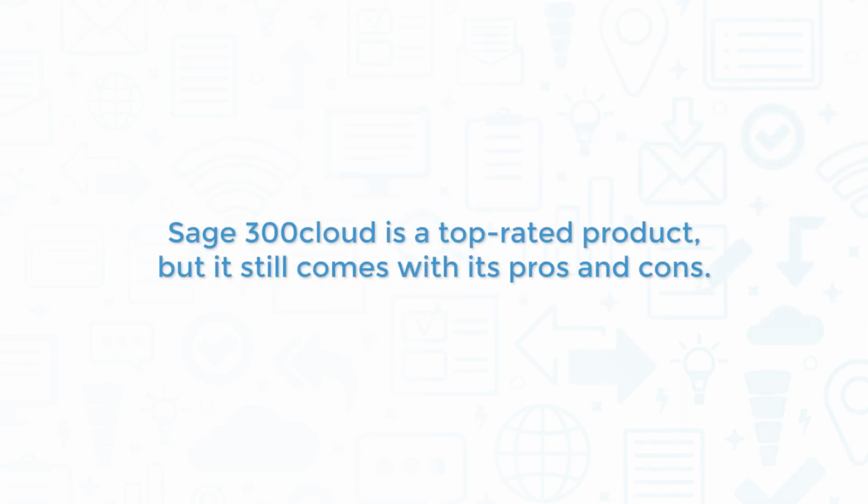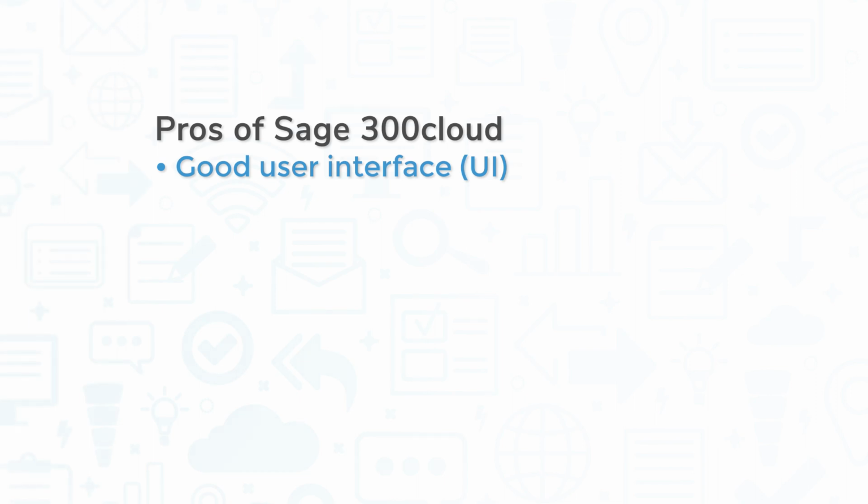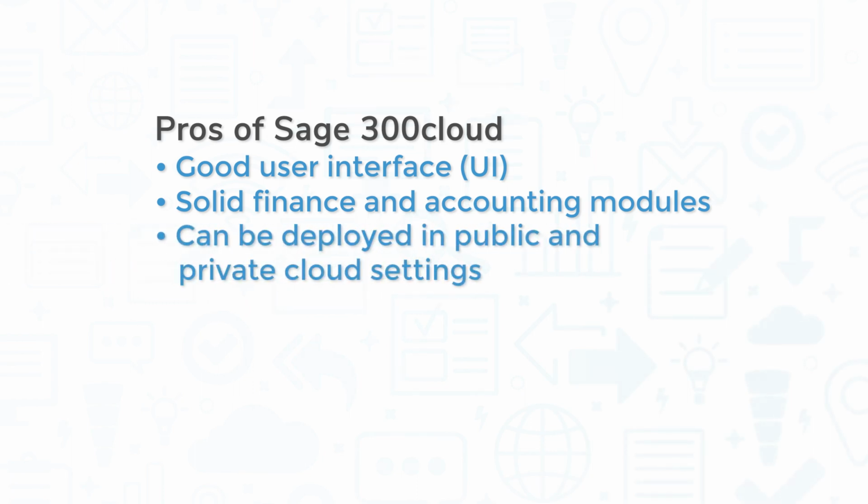Sage 300 Cloud is a top-rated product, but it still comes with its pros and cons. One of the biggest pros of Sage 300 might be the user interface. ERP systems can be clunky, but Sage offers a good user experience that's easy to learn. Sage also wins points for the finance and accounting modules, and the system can be deployed in a number of different public and private cloud settings.